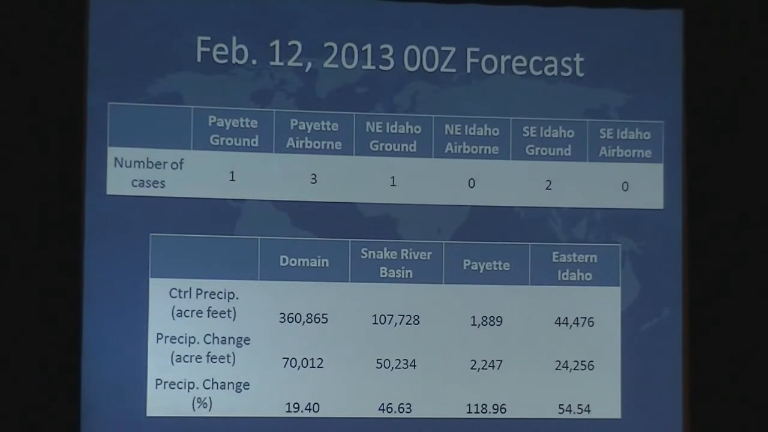You'll notice overall that the actual absolute numbers in the Payette are fairly low. It's a small domain, whereas eastern Idaho is a much larger domain too, so we do have some differences there just because of the overall size of the domain. But relative to the natural precip in Payette, we did get quite a bit of increase in the simulation.